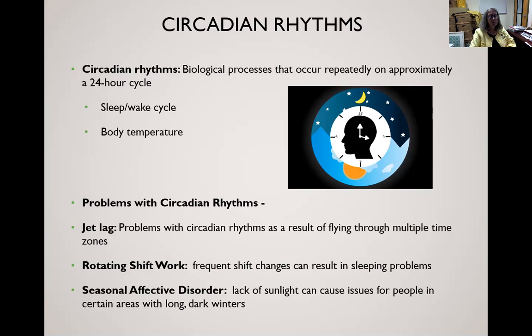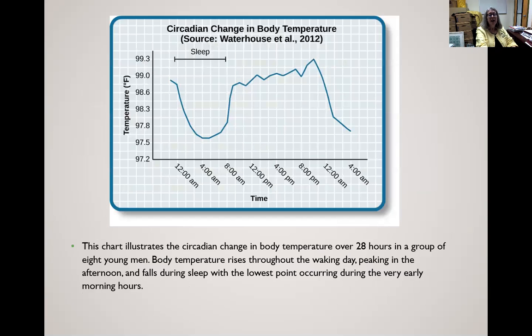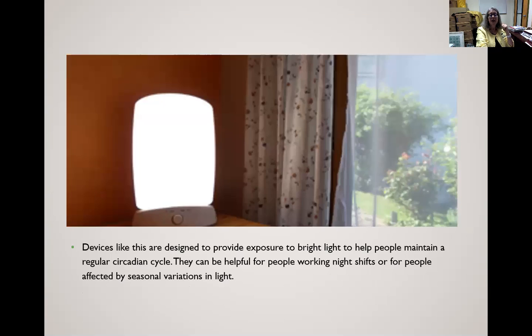Also, I've heard people talk about Seattle because it can rain for days and days on end. And some people will have a problem. They'll actually feel anxious and depressed. We call it seasonal affective disorder. For short, the acronym is SAD. Pretty apropos, right? This is just talking about your body temperature with the circadian rhythm and how it changes.